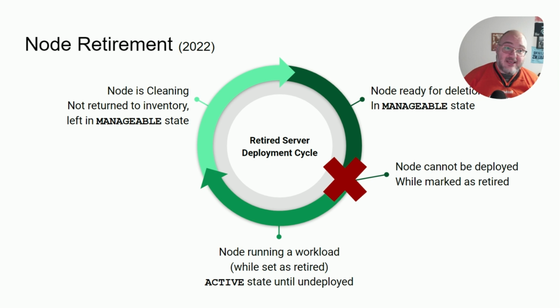You can then do anything you can do to a node in manageable state, which can include manual cleaning, which, spoiler alert, we'll talk about that a little later. Or obviously, if you're just done with it, you can delete it from manageable state. But as long as that node is marked as retired, even if you try to force Ironic to deploy to it, it will refuse. But it's not immutable. You can set a node as unretired.